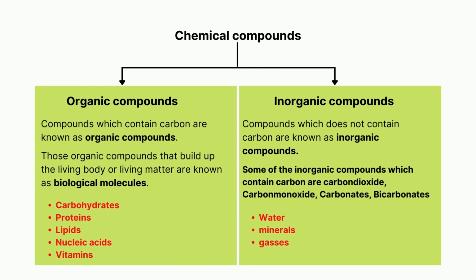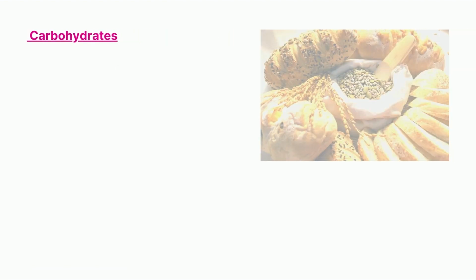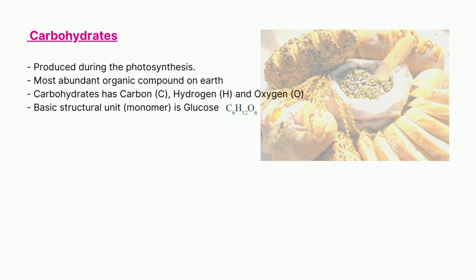Now we will look at the different types of organic molecules that are present in the bodies of living organisms. The first type is carbohydrate. Carbohydrates are the most abundant organic compound on Earth, and they are produced by the photosynthesis process of green plants. The green plants produce glucose and oxygen. Here the glucose is a carbohydrate, and this glucose can be converted to other forms of carbohydrates as well.